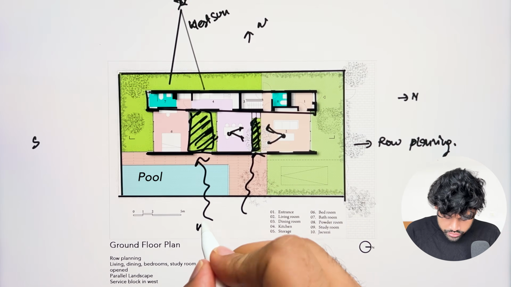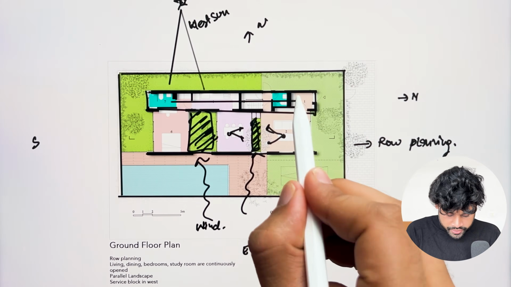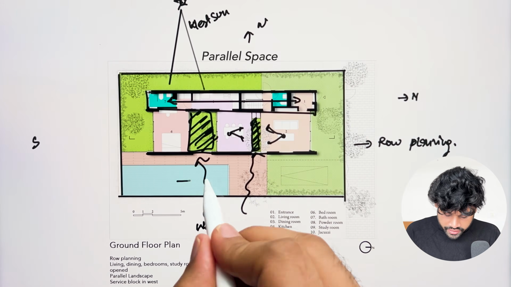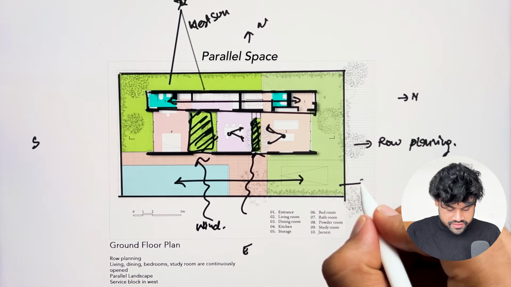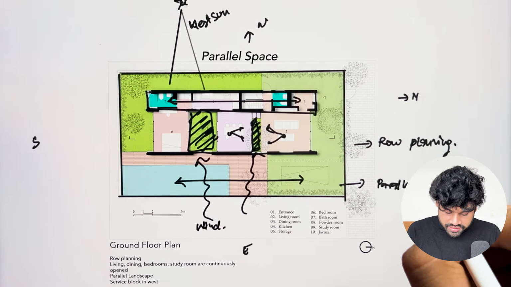Along with this, the house follows the parallel geometry. The main block of the house has a view of the landscape, and this is known as the concept of parallel space, which has a view of the landscape as well as the garden.